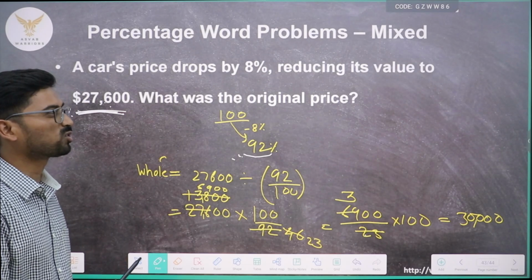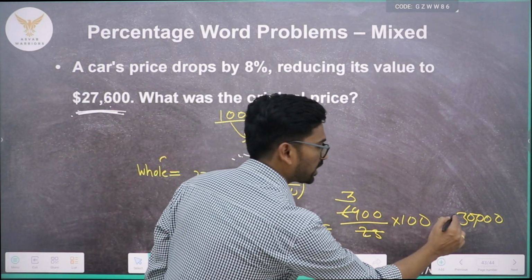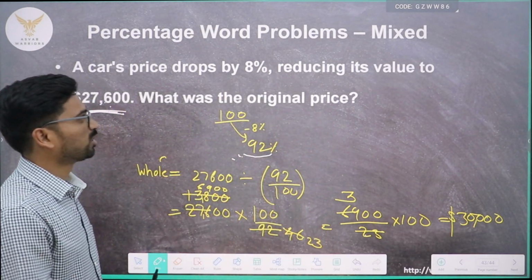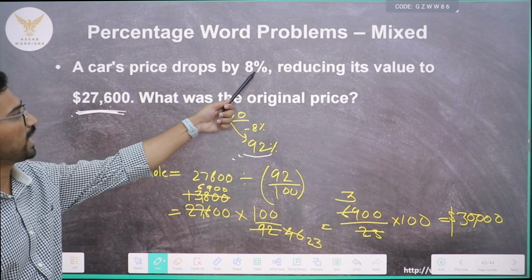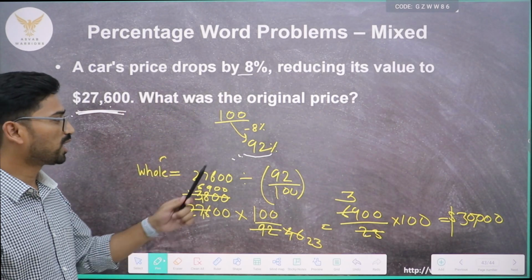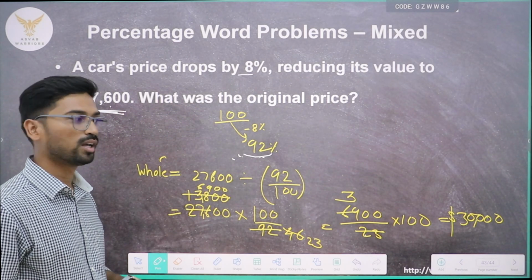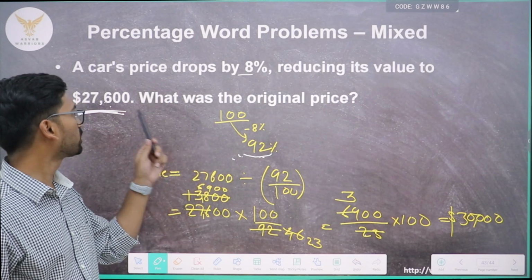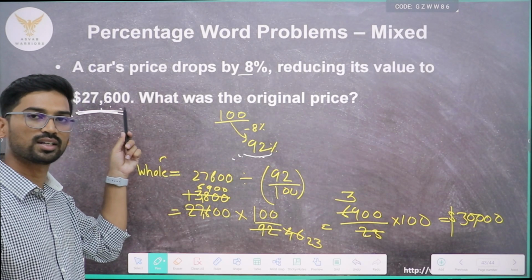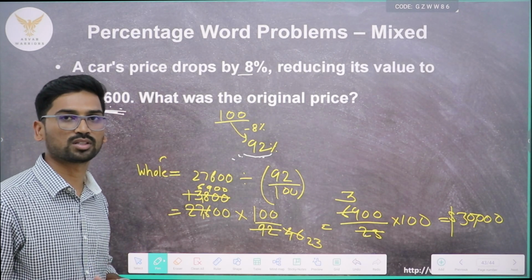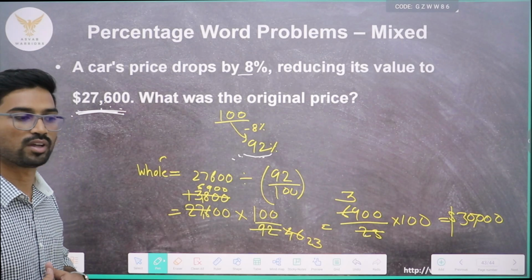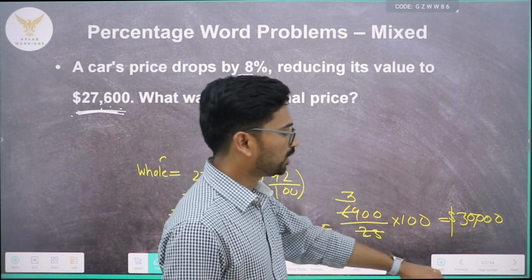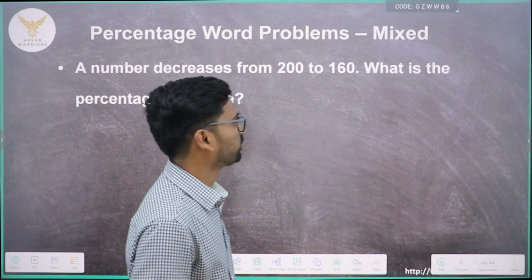So what was the original price? The original price of the car was $30,000. It was reduced by 8%. So we are left with 92%, and we have calculated that if 92% is equal to 27,600, then what was the 100%, or what was the whole. Now let us see the next question.